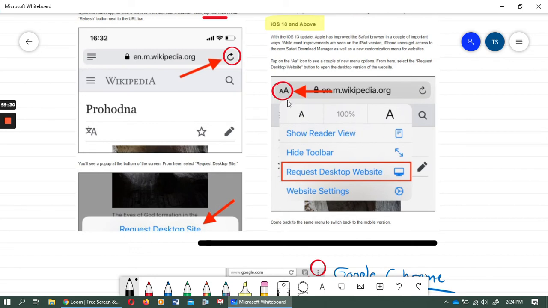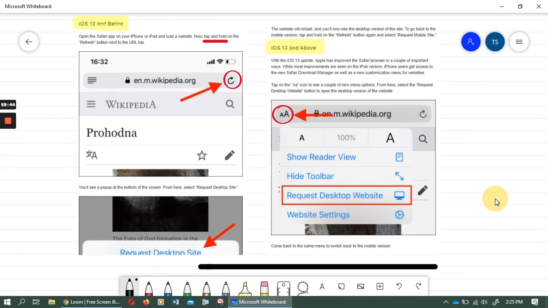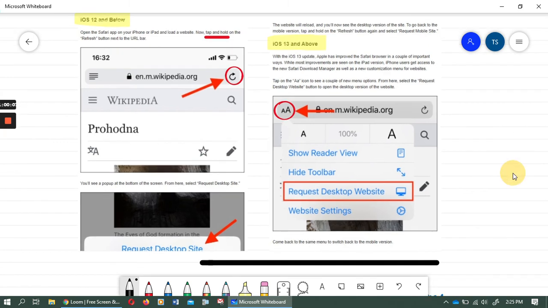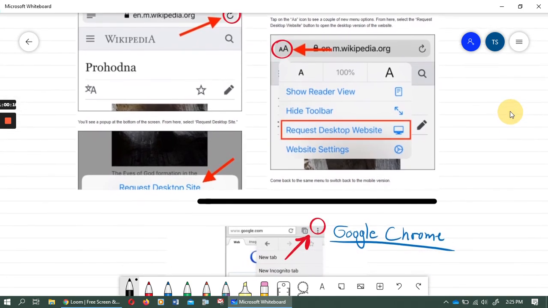Again, guys, when you tap on that double A, you're also going to see that request desktop website. And that's what you'll have to click on in order to change it to a desktop version. I'm letting you know this to make your life easier when you're doing this Delta Math assignment on your phone. So guys, that's how you would do it if you have an Apple phone. A lot of Apple phones by default have the Safari internet browser, so if you're using Safari on an Apple phone, that's how you'll do it. Don't say I didn't try to tell you.